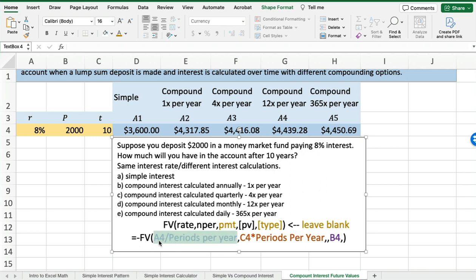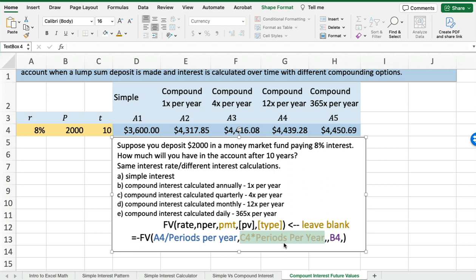So the interest rate is just going to be the number in A4 divided by the number of compounding periods per year, and then a comma. And then NPER, that's the number of periods or the number of compounding periods. And that's going to equal our time, which is in C4. So that's our number of years, times, so we have to multiply by the number of periods per year.